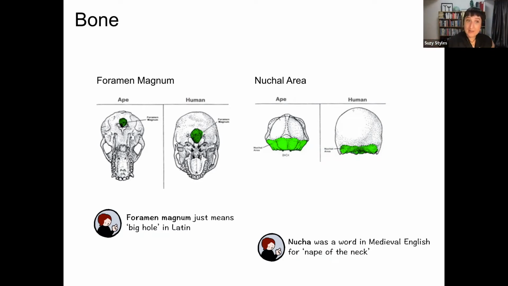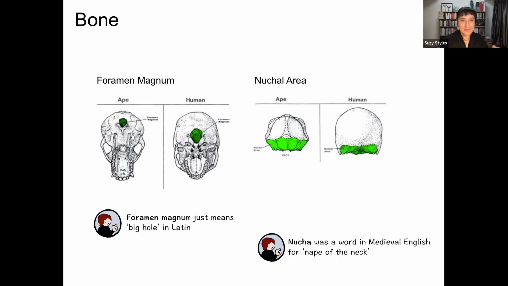And we can see evidence of this when we look at the position of the foramen magnum. Now, foramen magnum simply means big hole in Latin. So if you turn a skull upside down and have a look in the bottom, there's always going to be a large exit point, which is where the spinal column comes out from the brain and runs down the back of the spine so that you can have nerve service to the rest of your body.